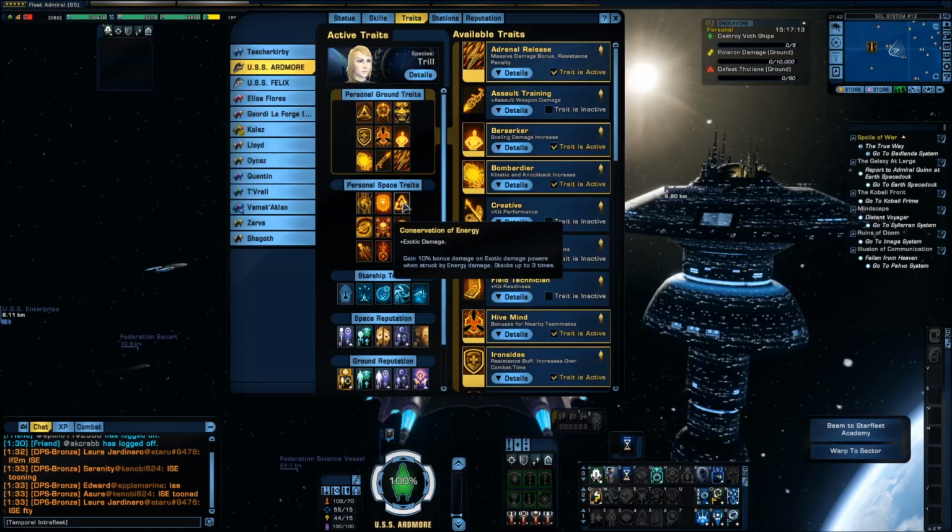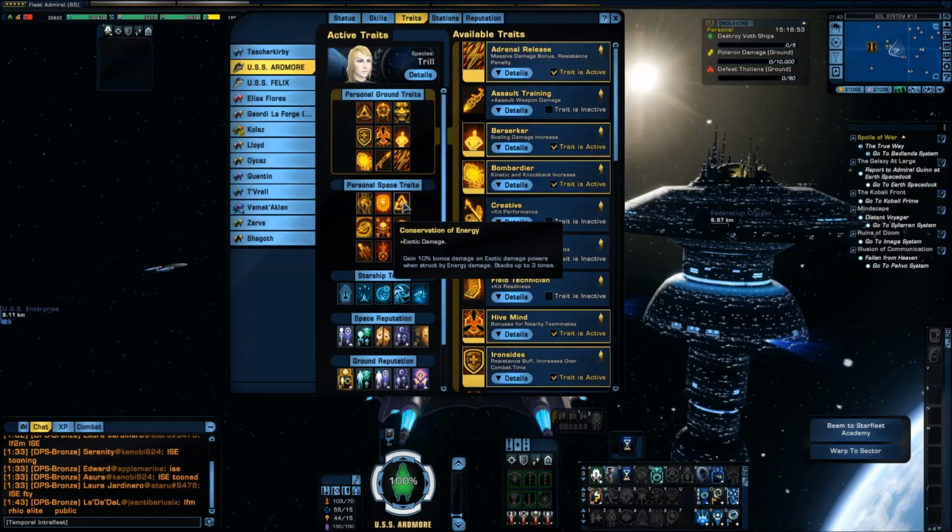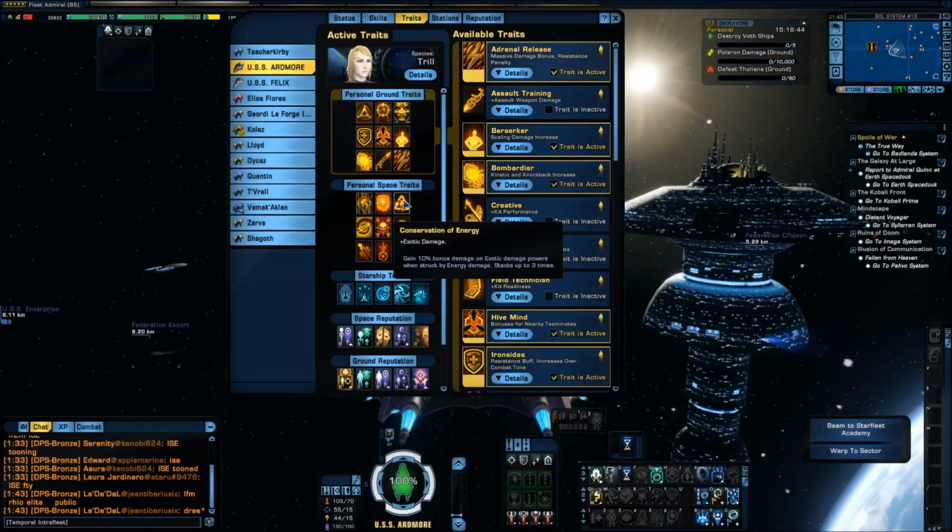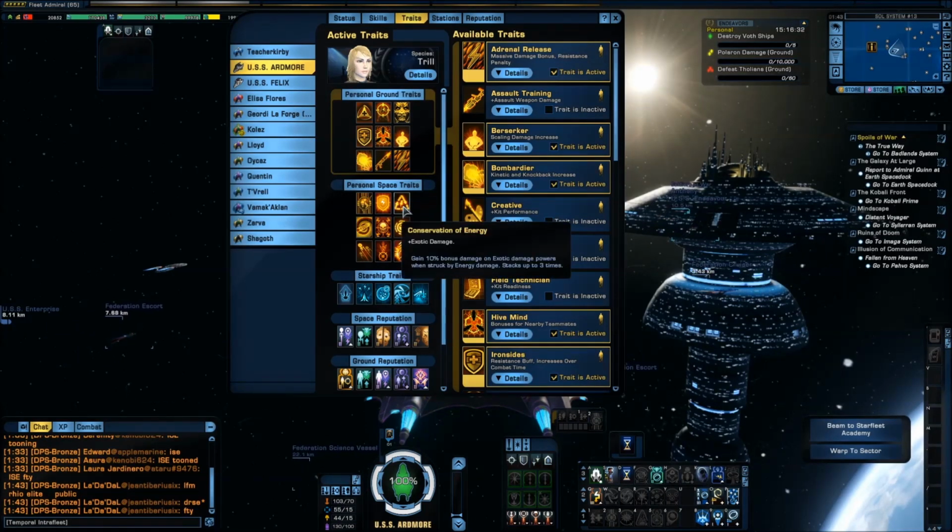And then I have conservation of energy. This just gives me straight up 10% bonus damage on exotic powers. Why is this good? Bonus damage tells me this is category 2. Category 2 is good damage. You want to have this, and this stacks up to 3 times. Whenever you are hit by energy damage, you get an extra 10% category 2 exotic damage boost up to 30% total. Okay, so there you go. That is a very good trait.